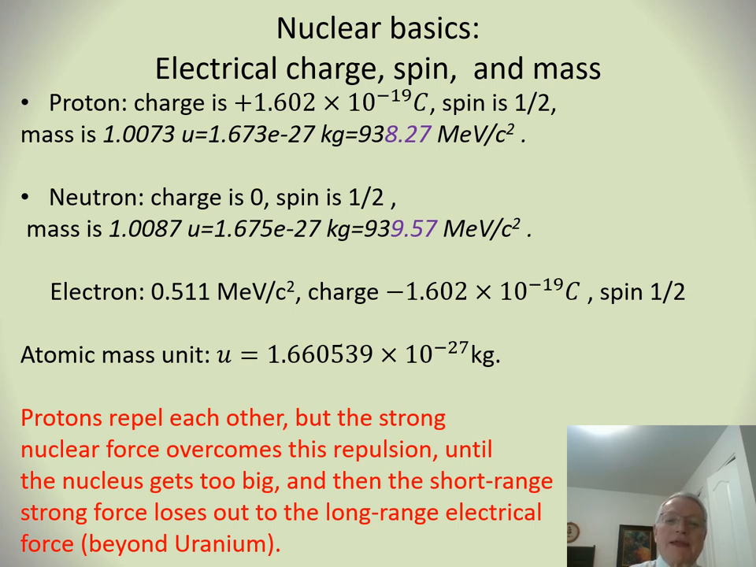So in a nucleus, what happens is the protons repel each other, but the strong nuclear force overcomes this repulsion unless the nucleus gets too big. And what happens if it gets too big is that this short-range stickiness that only works between one little nuclear particle and another is just not strong enough to overcome the big electrical repulsion of all of those protons in a large nucleus. And so the nuclei just cease to exist out beyond uranium. We can make them and they last for a while, but they're not stable. They don't stick around.